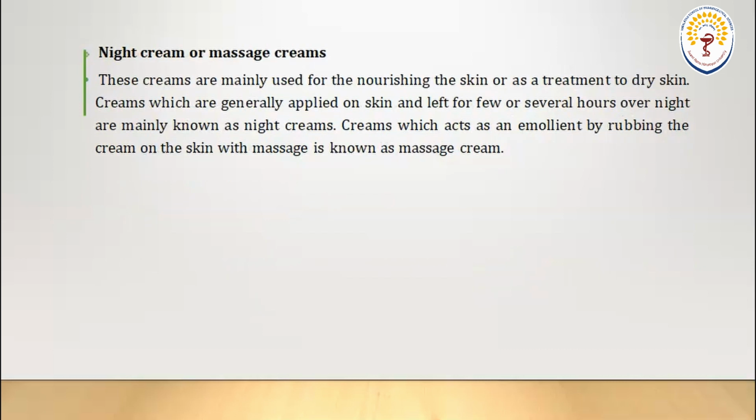Night cream or night massage cream. These creams are mainly used for the nourishing of the skin or as treatment of dry skin. These creams are generally used at night to give their better effect, so they are called night cream.